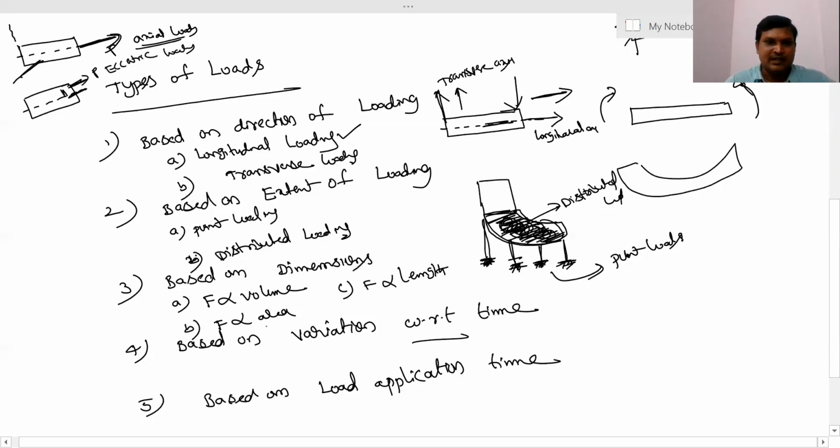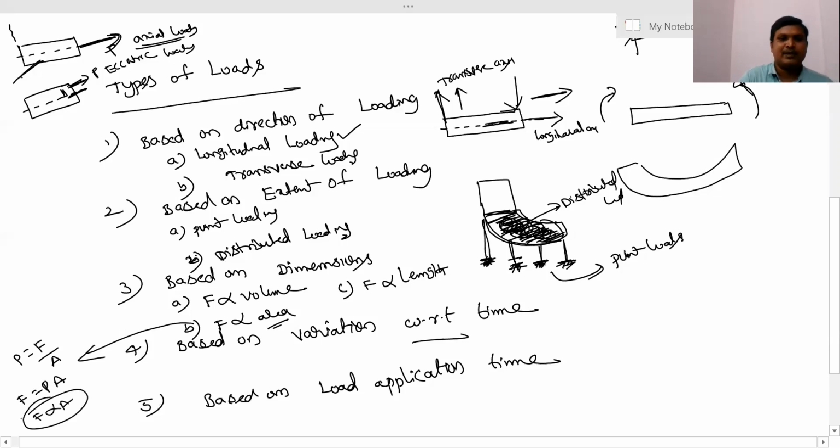And force is directly proportional to area. I'm taking this as an example. Pressure is equal to force by area. Then force is equal to pressure into area. It means the force is directly proportional to the area. When the area increases, the force also increases. So based on dimensions, the force may be directly proportional to volume like buoyancy force and centrifugal force, and directly proportional to area like pressure force.